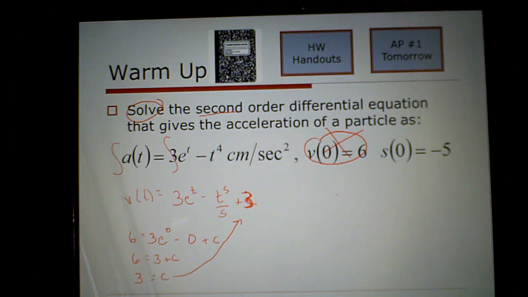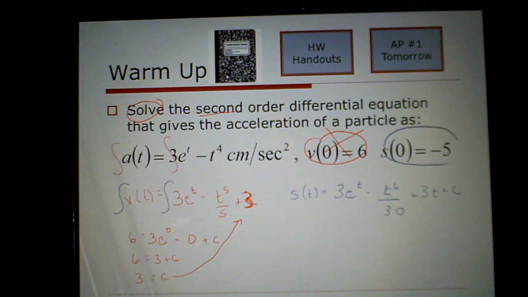I've used this one. So now I am going to take the antiderivative of velocity, which will give me position. The antiderivative of 3e to the t is still 3e to the t, minus power up over the 6 times the 5 that's already there, plus the antiderivative of 3 is not 0. The antiderivative of 3 would be 3t plus c.